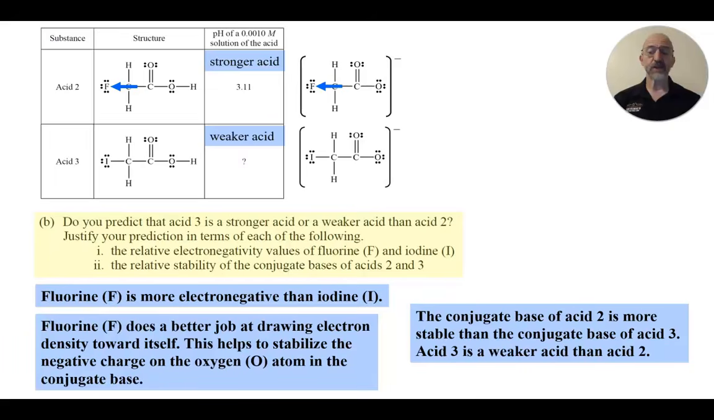So in part B, it said, do you predict that acid 3 is a stronger acid or a weaker acid than acid 2? And the answer is that acid 3 is a weaker acid than acid 2.